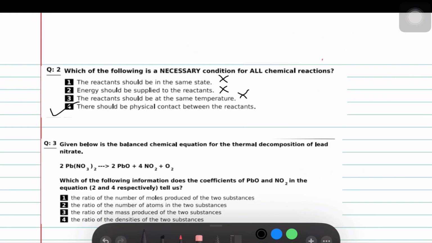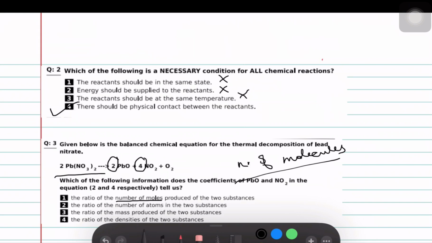Question 3. Given below is the balanced chemical equation for thermal decomposition of lead nitrate. Which of the following information does the coefficient of PbO and NO2 in the equation, 2 and 4 respectively, tell us? So it's asking what does this 2 and what does this 4 tell us? It's definitely the ratio of the number of moles produced by the two substances. Or if it had been number of molecules, that would also have been correct, but here that option is not there.